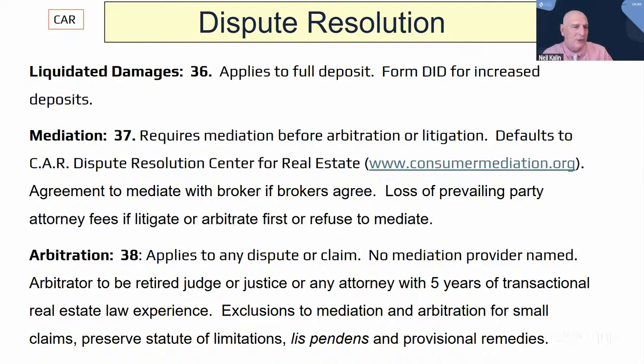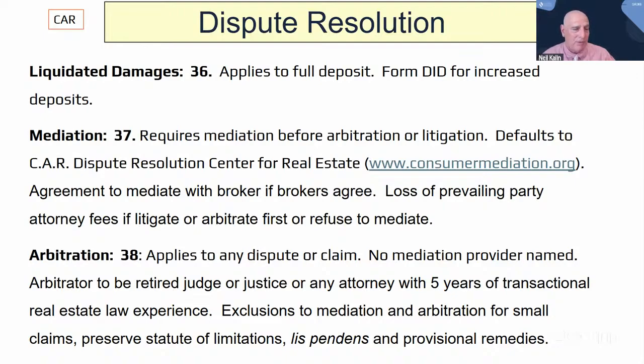When CAR introduced its mediation first requirement into the contract, we were concerned that parties will say, well, it's a non-binding mediation. You can't force parties to try to reach a settlement. So what good is it? So CAR inserted that if you do not mediate first, you lose your right to prevailing parties' attorney's fees, even if you subsequently win in a lawsuit or in arbitration. We found that's been very helpful in getting parties to the table.